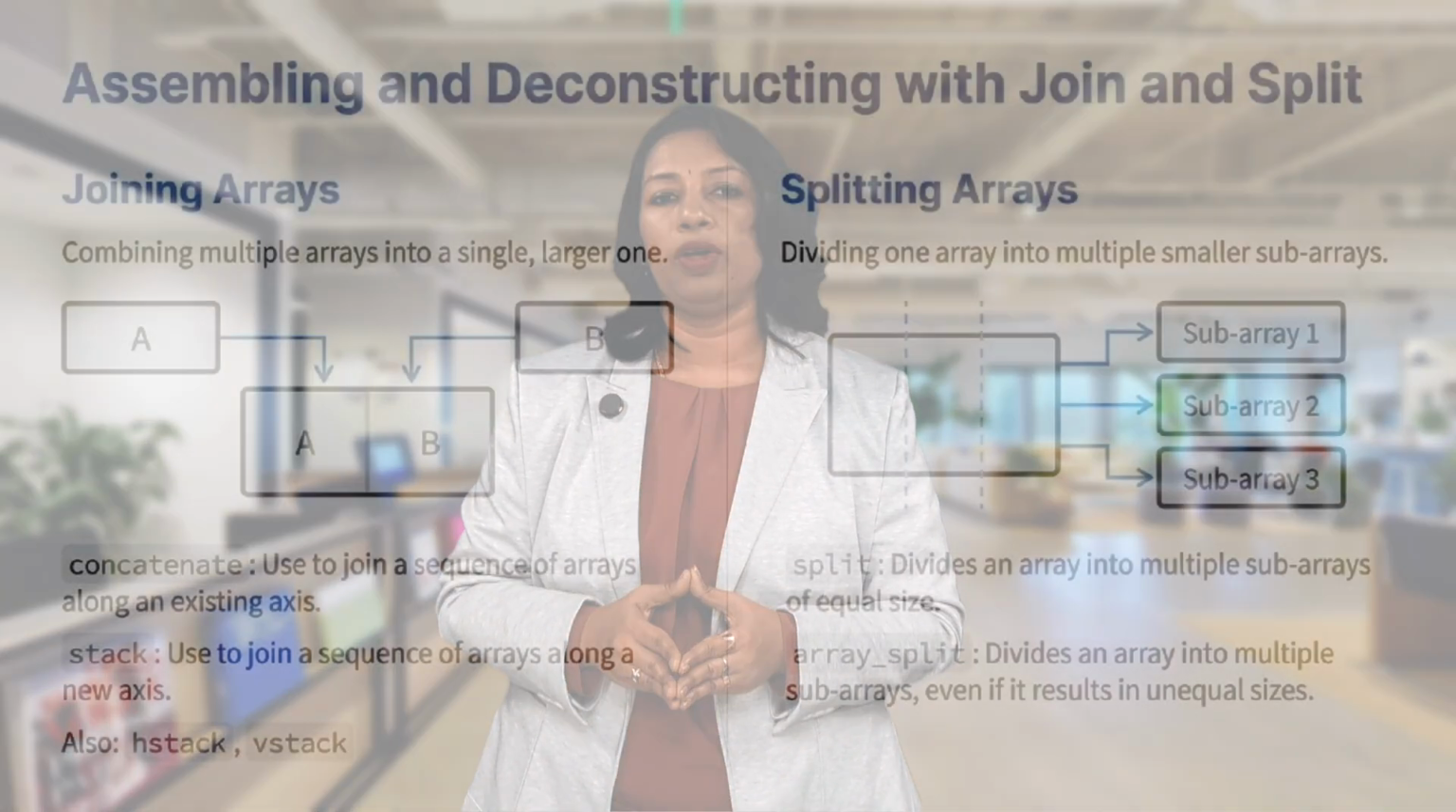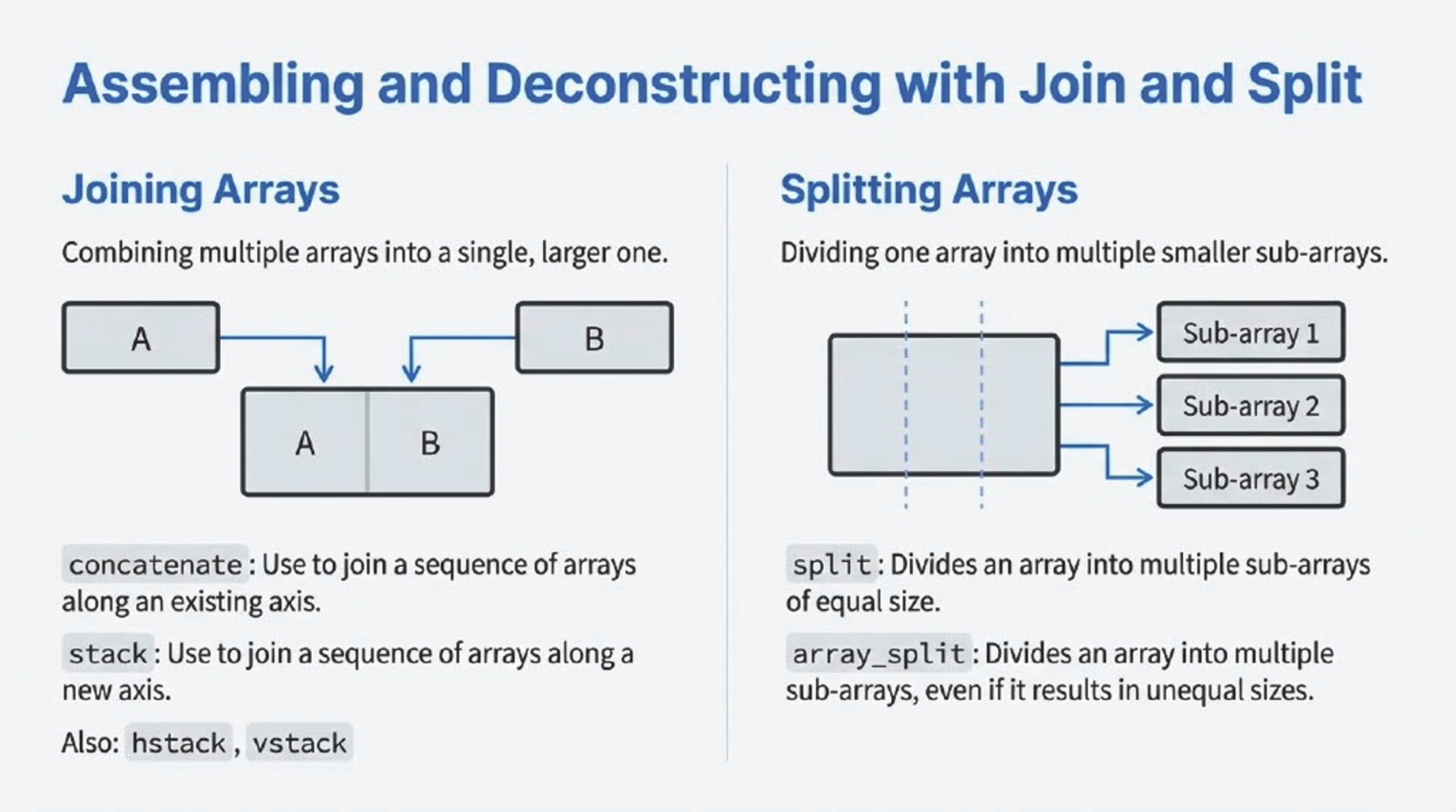NumPy allows us to combine arrays using join operations. Functions like concatenate and stack help merge arrays. We can also split arrays into smaller parts using split or array_split. Joining is useful when combining data sets. Splitting is helpful when dividing data for training and testing.